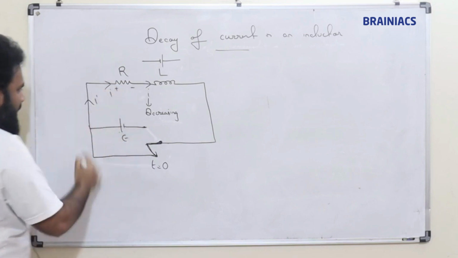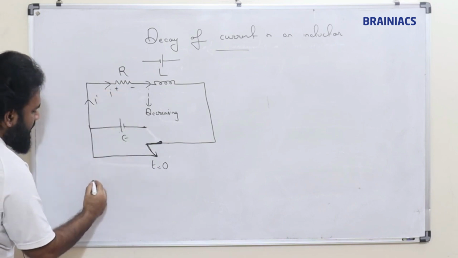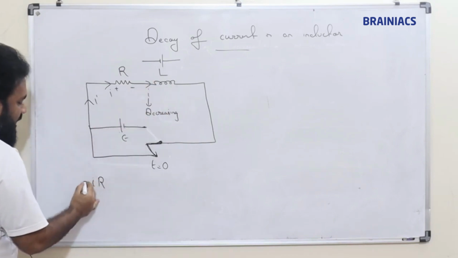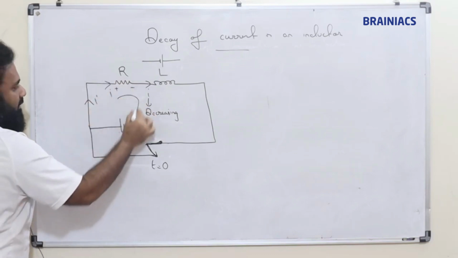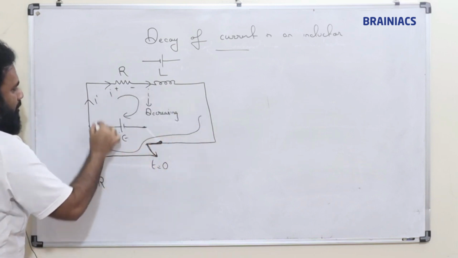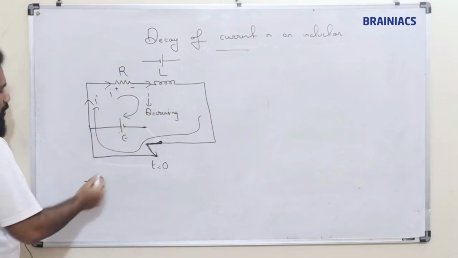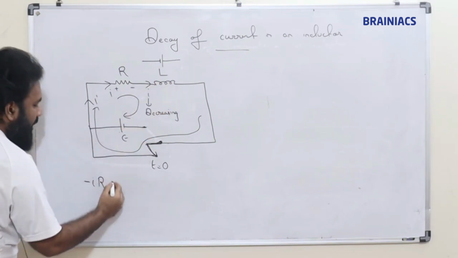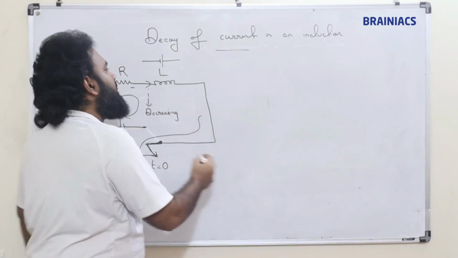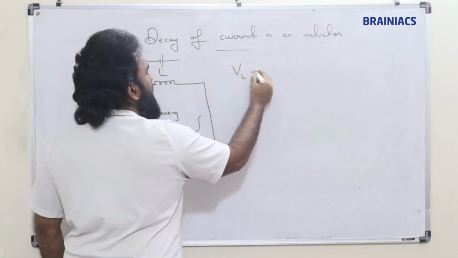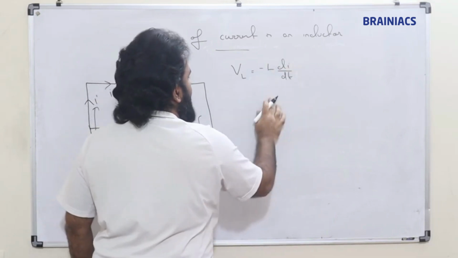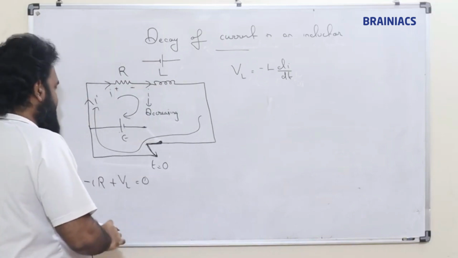Correct. So if I write KVL, this is going to be IR, and this is going to be minus IR, with plus minus polarity. I am taking the loop like this. So minus IR, and here it should be plus VL is equal to 0. Now the one trick which we need to understand here is VL is what? Minus L di by dt.